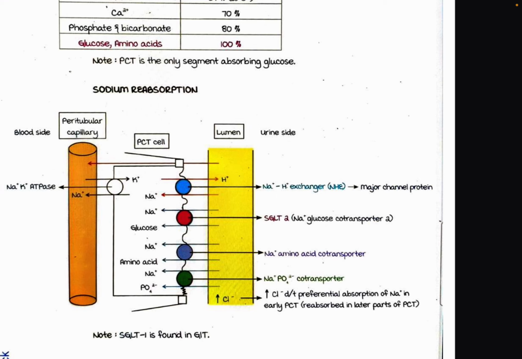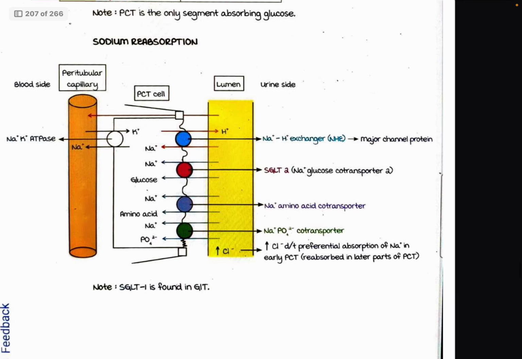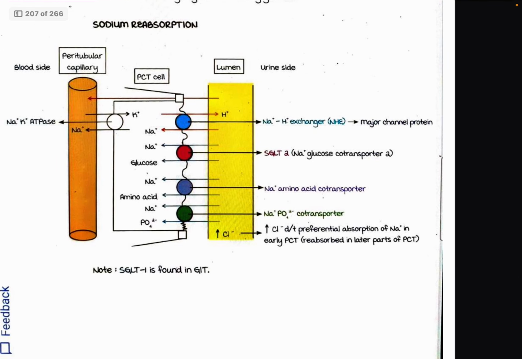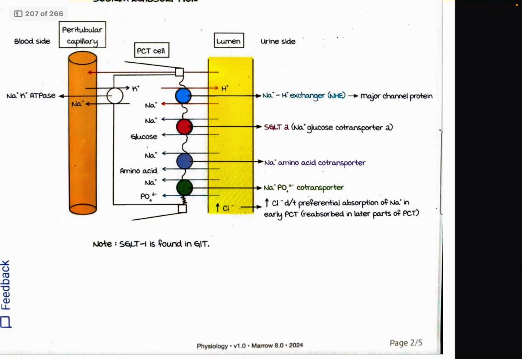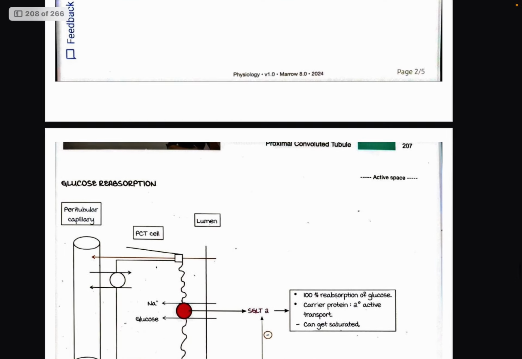Sodium hydrogen exchanger, NHE, the major channel protein. SGLT2, sodium glucose co-transporter 2, sodium amino acid co-transporter, sodium phosphate co-transporter. Chloride is increased due to preferential absorption of sodium in the early PCT, and is reabsorbed in later parts of the PCT.